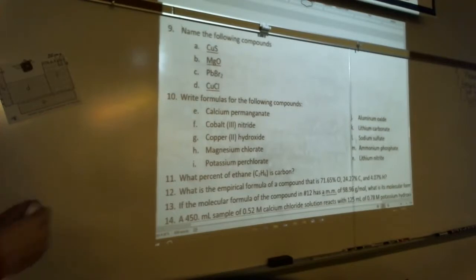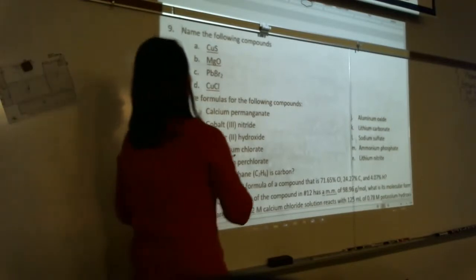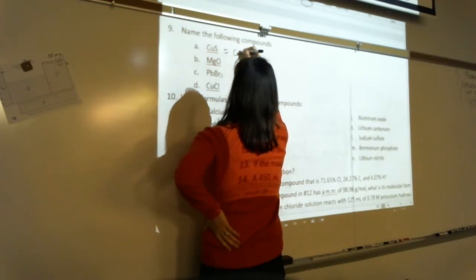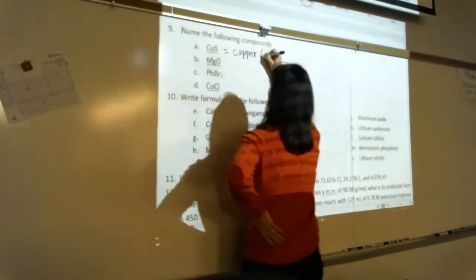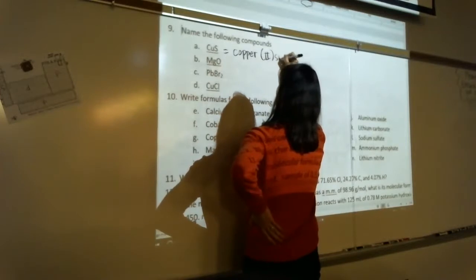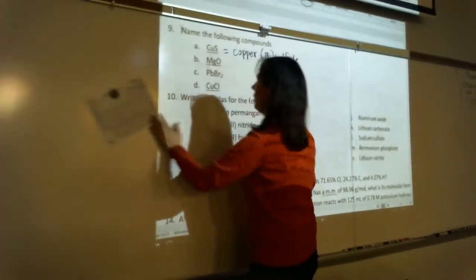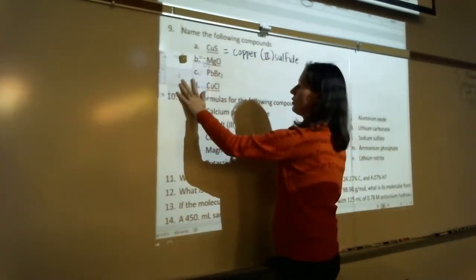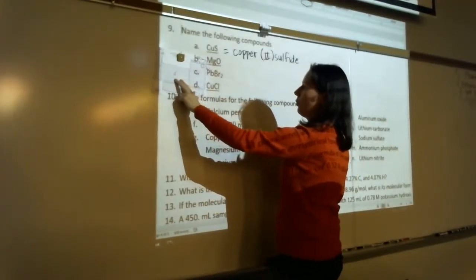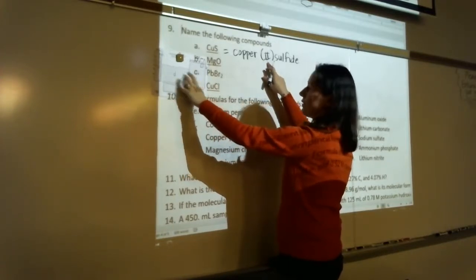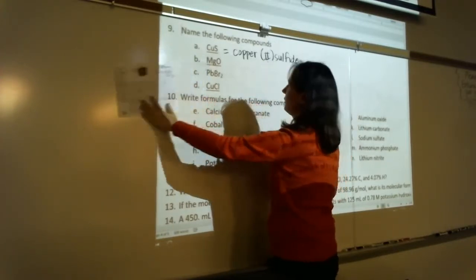Naming compounds. Okay, what's the name of A? Copper sulfide. Close. Copper 2 sulfide. Why do you need the 2? So you know the electron configuration, so you balance equations. Well, and you also remember, anytime you're in the transition metals, the D block, plus tin and lead, those need the Roman numeral because they can take on multiple charges.